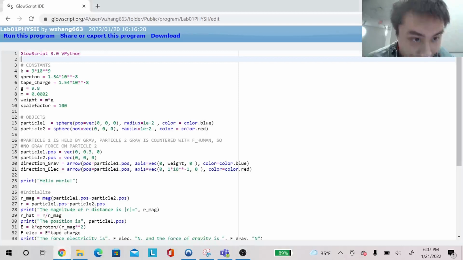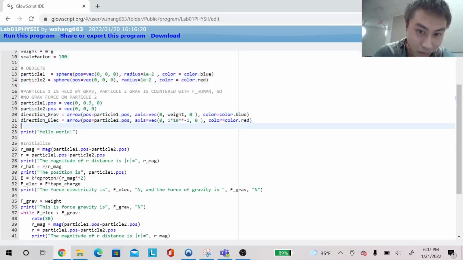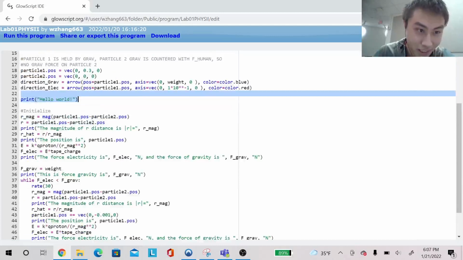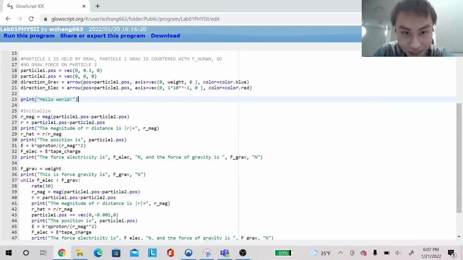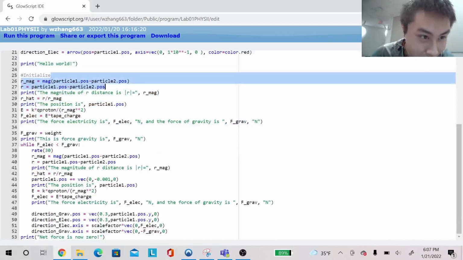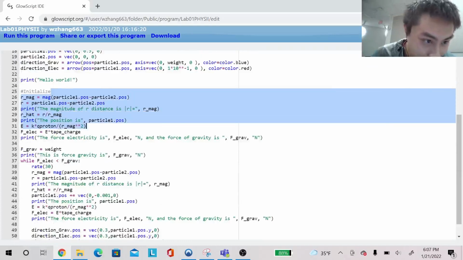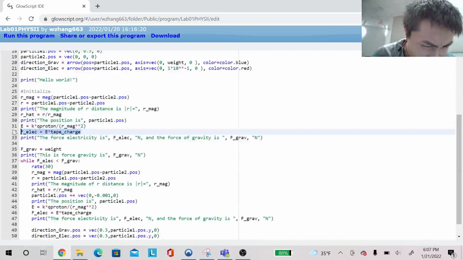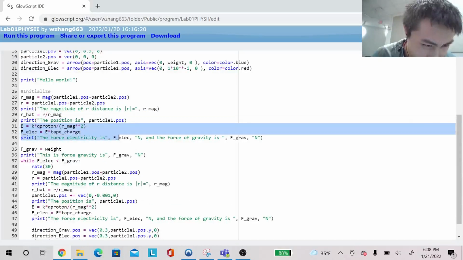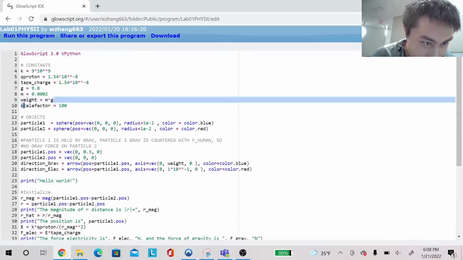So let's begin. Alright guys, we're inside of the code now. First we initialize all of our constants from previous calculations. Here we create our objects along with their respective vectors and all the super duper fun colors, and we have our print hello world to just be a confirmation that we started our program. Now here we're just going to initialize all of the calculations that we use and know and love. For example, we have the distance between the two particles that we initialized earlier, and now we're going to calculate the electric force and the E field, and over here we see that the force of gravity is just going to be equal to the weight of our objects.